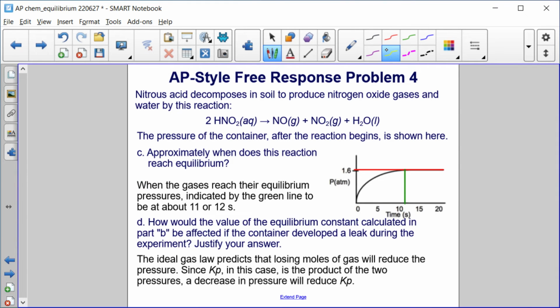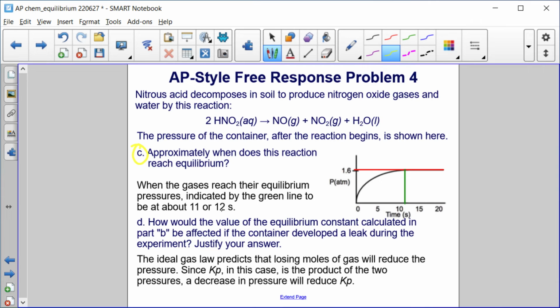All right, in Part C right here, we're asked approximately when does this reaction reach equilibrium? So it happens when the curve levels off, at the beginning of where that leveling off happens. So in this case, it's indicated by the green line, about 11 or 12 seconds.